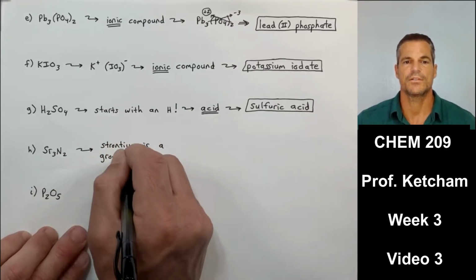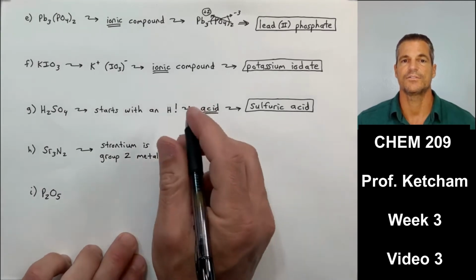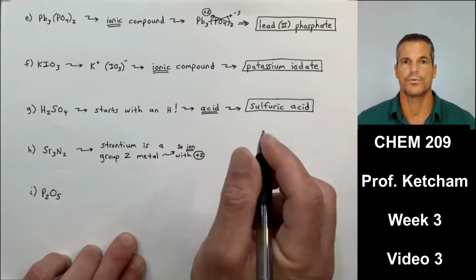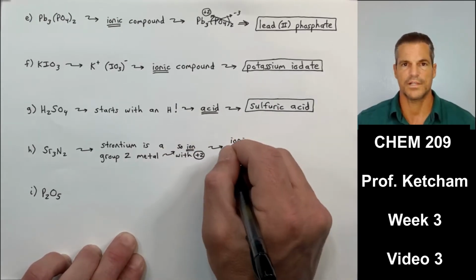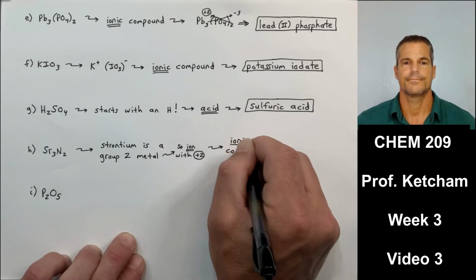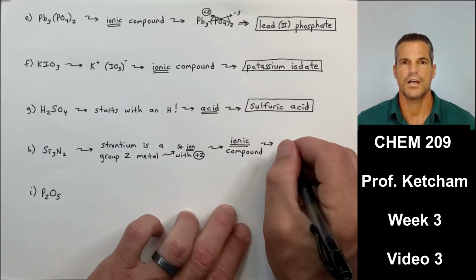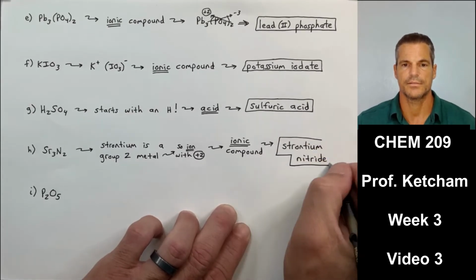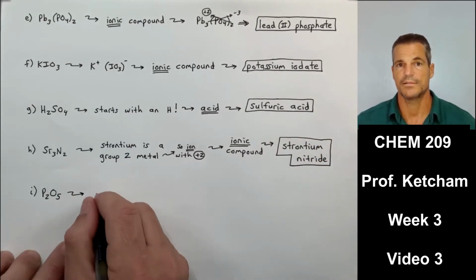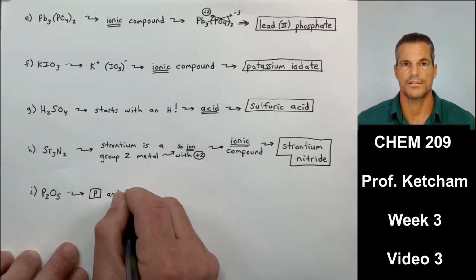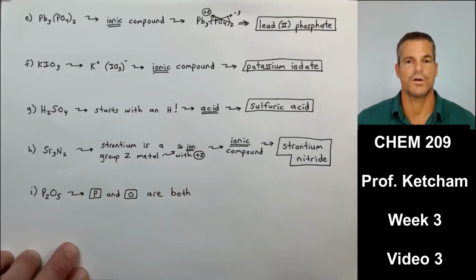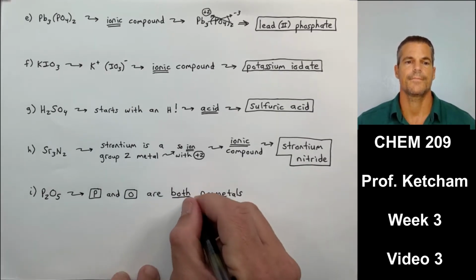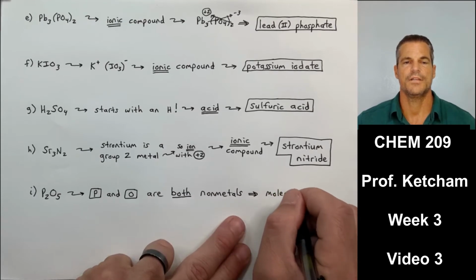G, H2SO4, it's an acid, sulfuric acid. H, strontium, group 2 metal. It's always a +2. So this is a metal, non-metal pair. This is what we see with ionic compounds. So what's the name of this? Well, it's not strontium Roman numeral 2 because strontium's always a +2. So it's strontium nitride.